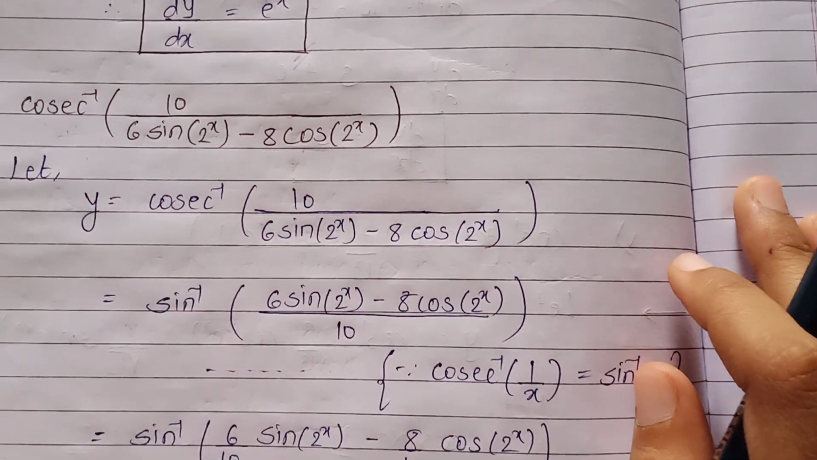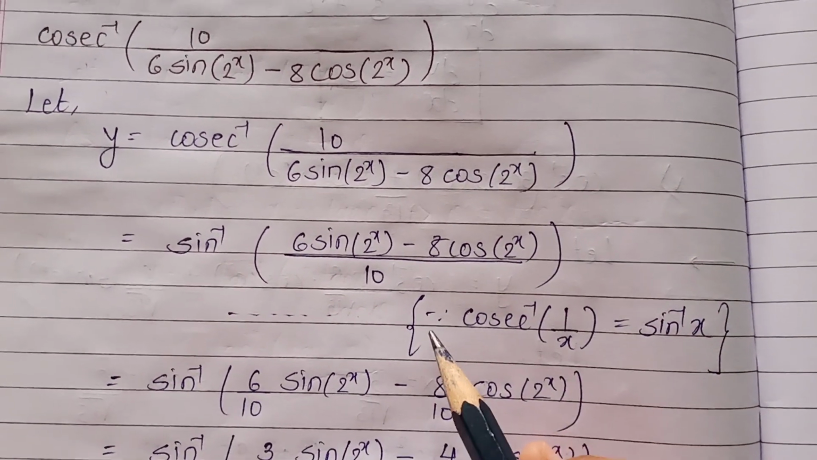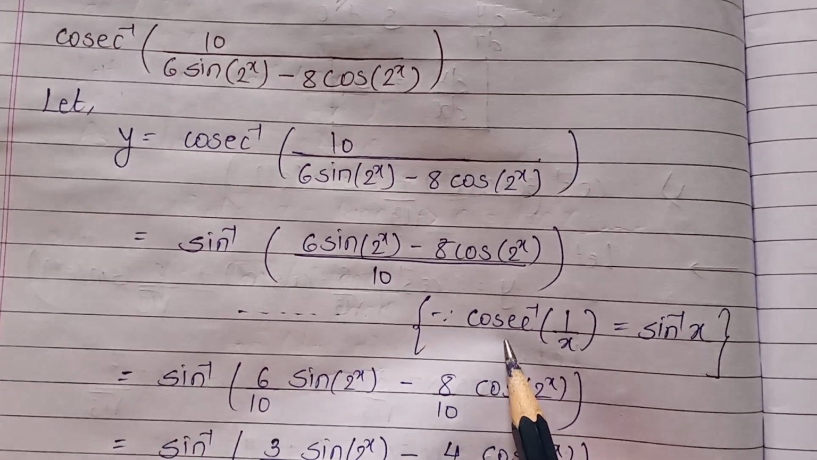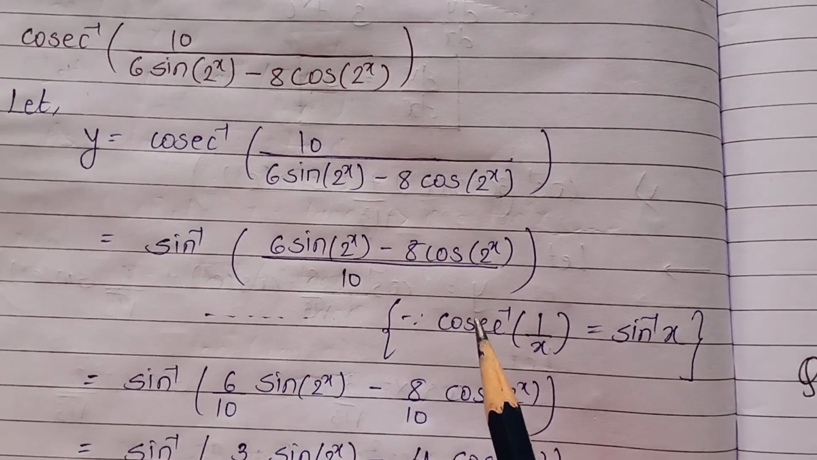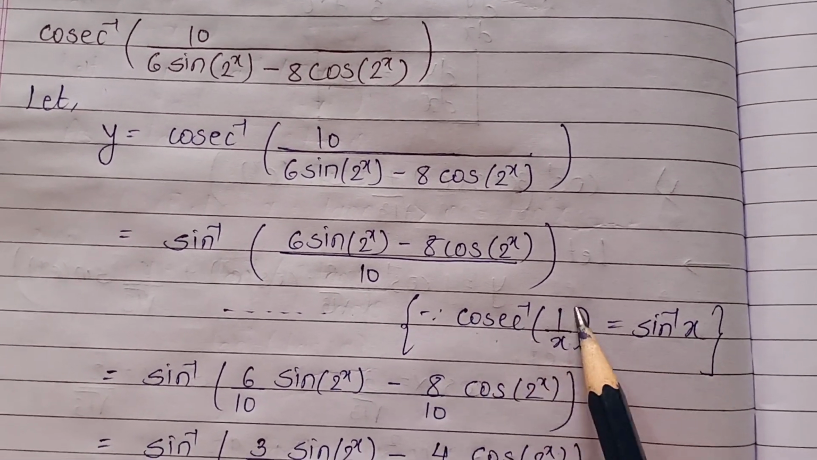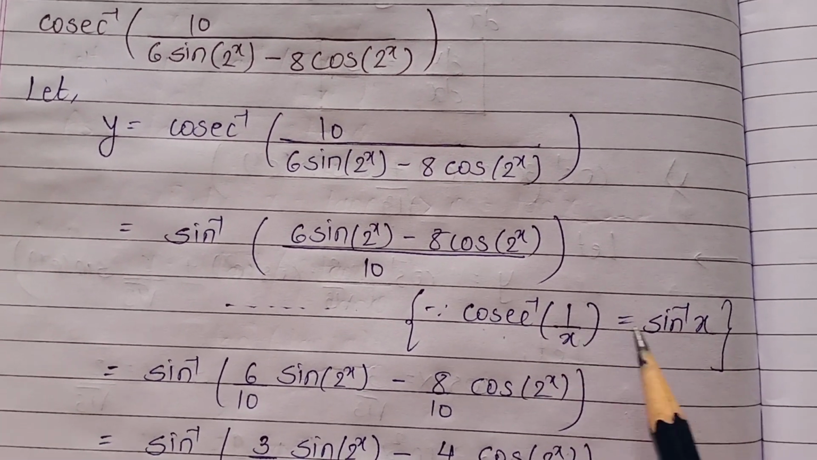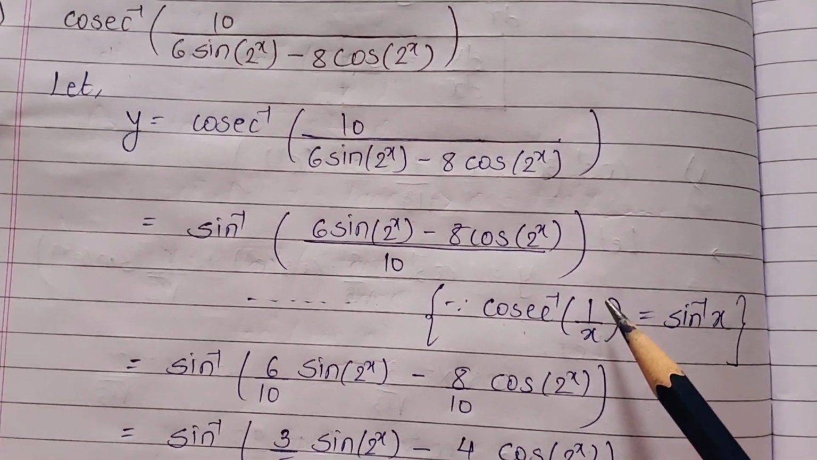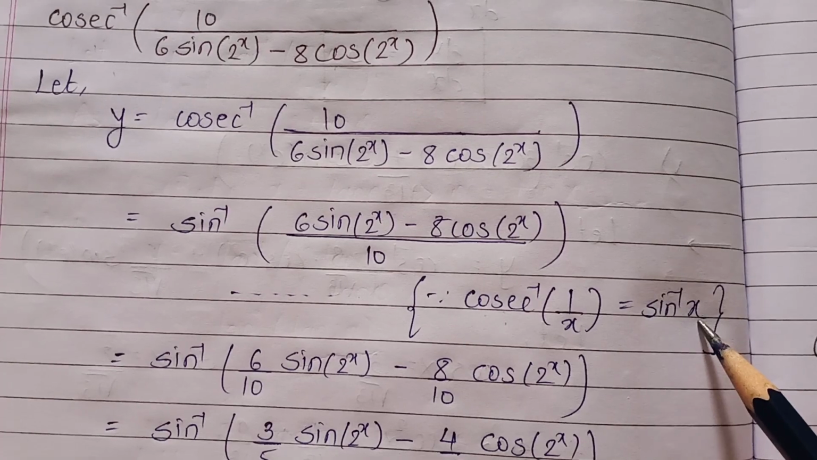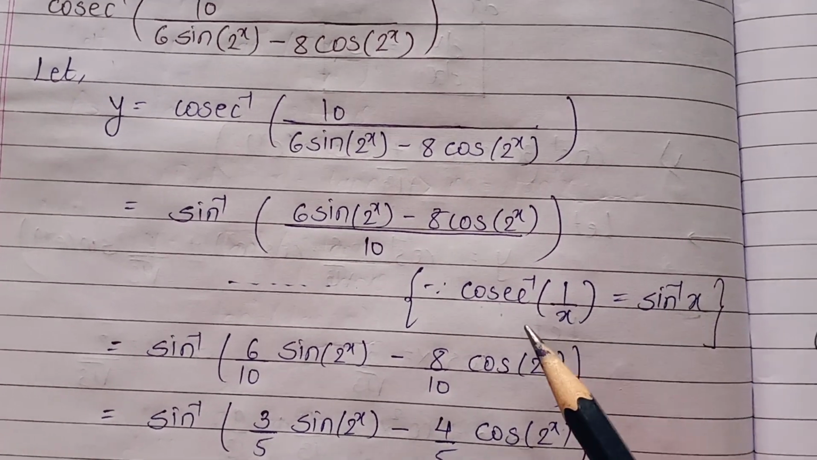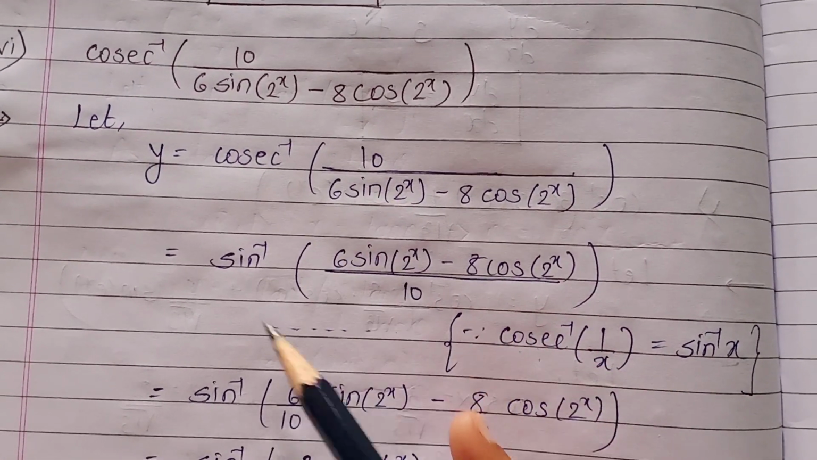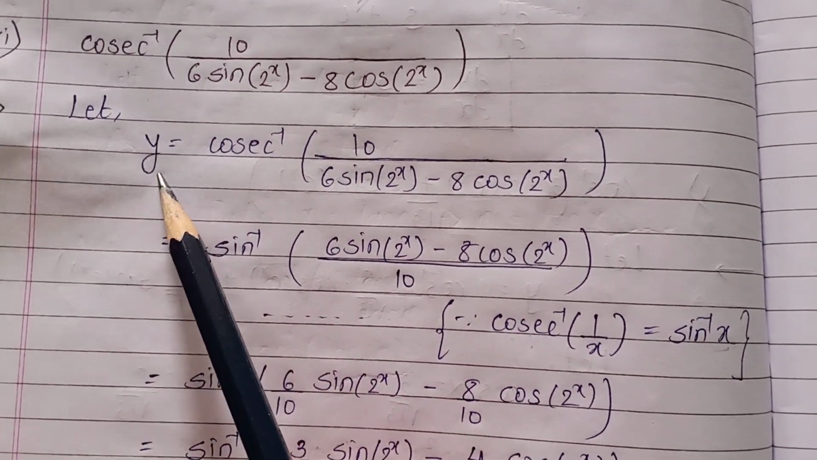So we'll use that. You can write the reason afterwards, but I am telling you this at the start. We know that cosec inverse of 1 upon x can be written as sin inverse of x, meaning with reciprocal. Cosec reciprocal is sin and then 1 upon x reciprocal will be x. So using this identity, we'll start. First consider this as y.